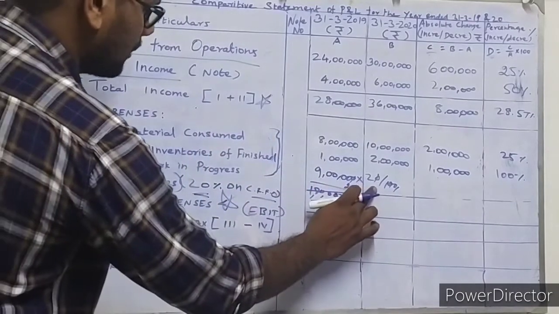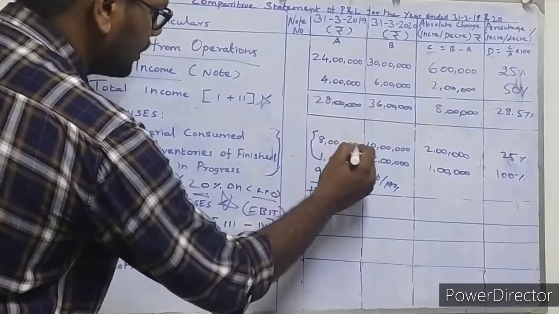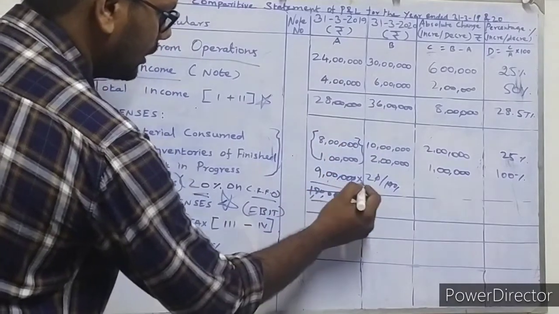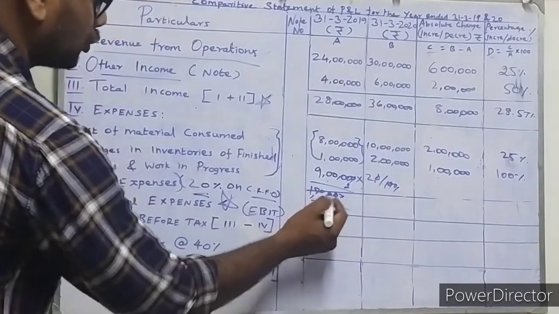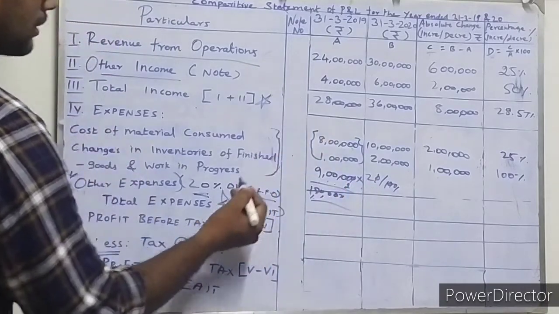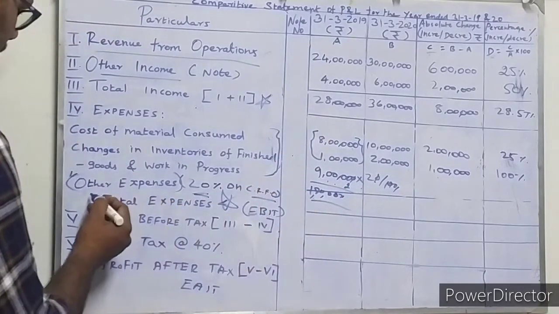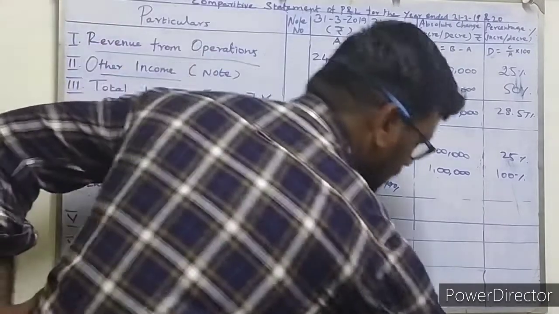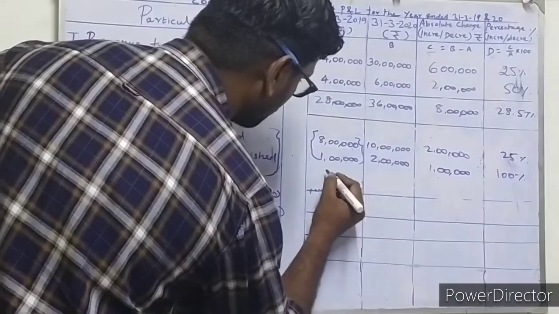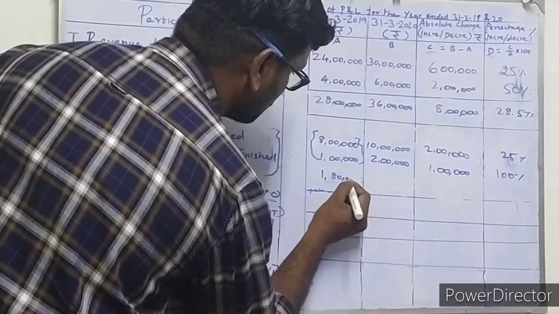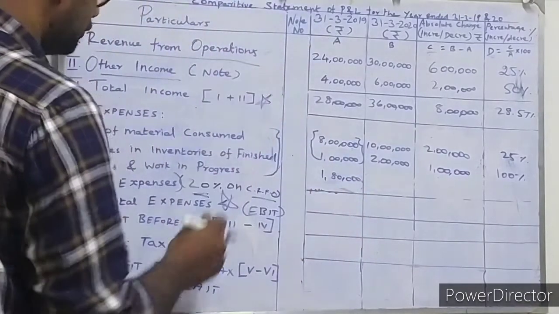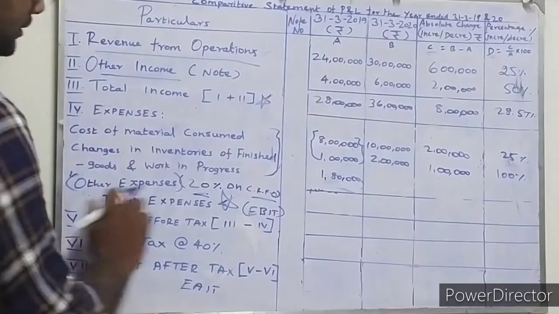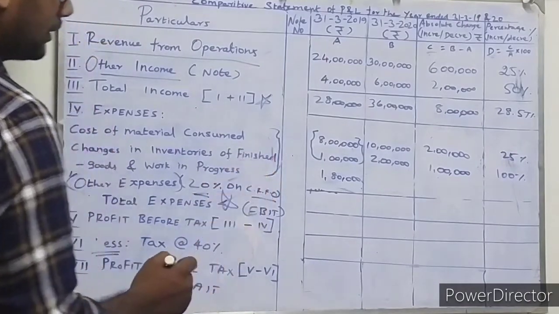So 20% I am calculating. These together is 9 lakh. So 9 lakh into 20%. So 20% on this cost of revenue from operations will be considered as other expenses. So other expenses will be 1,80,000 rupees. So I am rubbing and writing over here: 1,80,000 rupees is the other expenses. It is 20% on cost of revenue from operations.